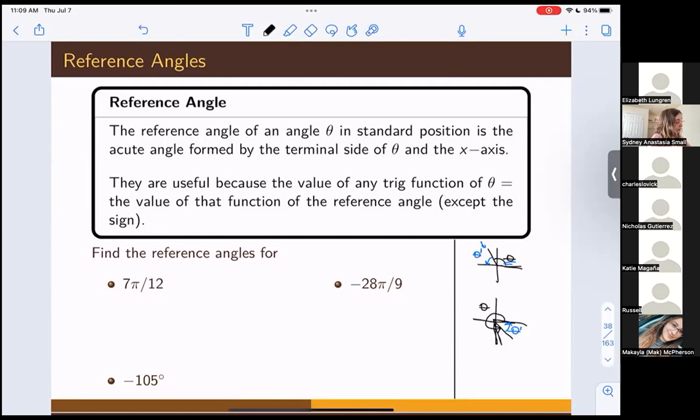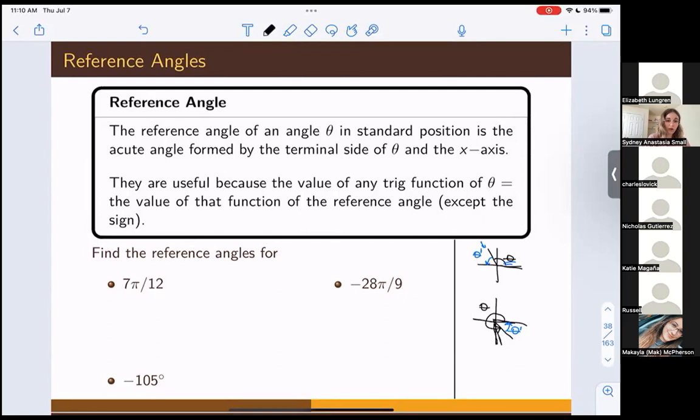They are useful because the value of any trig function of theta is equal to the value of that function of the reference angle, maybe give or take the sign. And what I mean by that is essentially all of the information you will need in order to evaluate some functions, you will know just by memorizing the first quadrant of the unit circle. You don't need to know all 4 quadrants because it turns out they're all actually really similar. If you've looked at it or studied it at all, there's a lot of similarities.